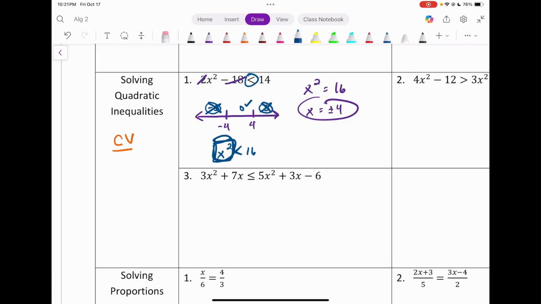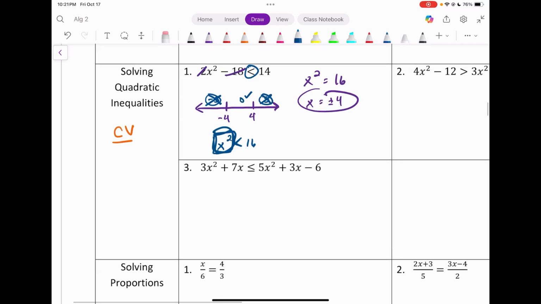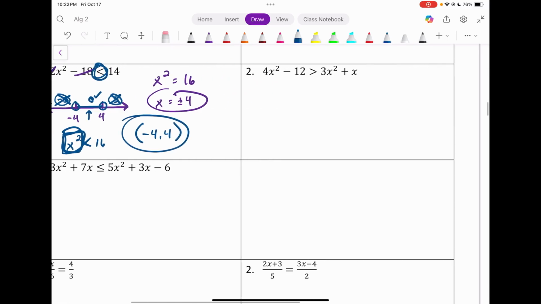So here's how critical regions work. If 0 is a true statement and it's in this region, then every value in that region is also a solution. So my answer is all values from -4 to 4, not including -4, not including 4, because this is not or equal to. Let's work another one.